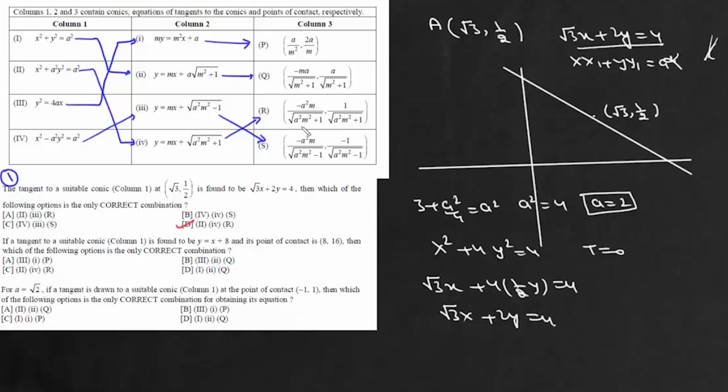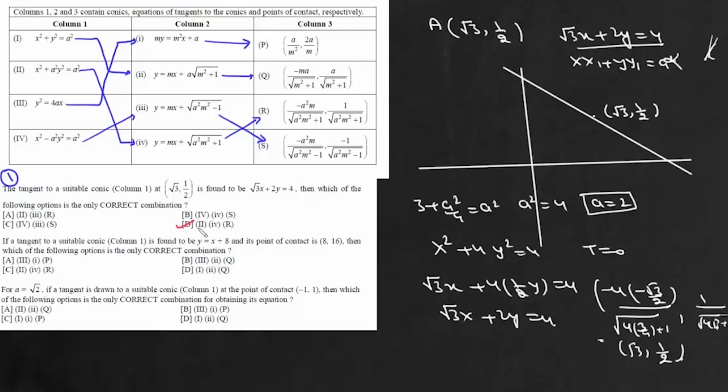Now we have to verify this point of contact. This minus a square m. So this is minus 4, m is minus root 3 by 2 upon under root of a square m square plus 1. And this is a square m square plus 1. Now this is root 3 comma 1 by 2. So that means this one, it matches with D.